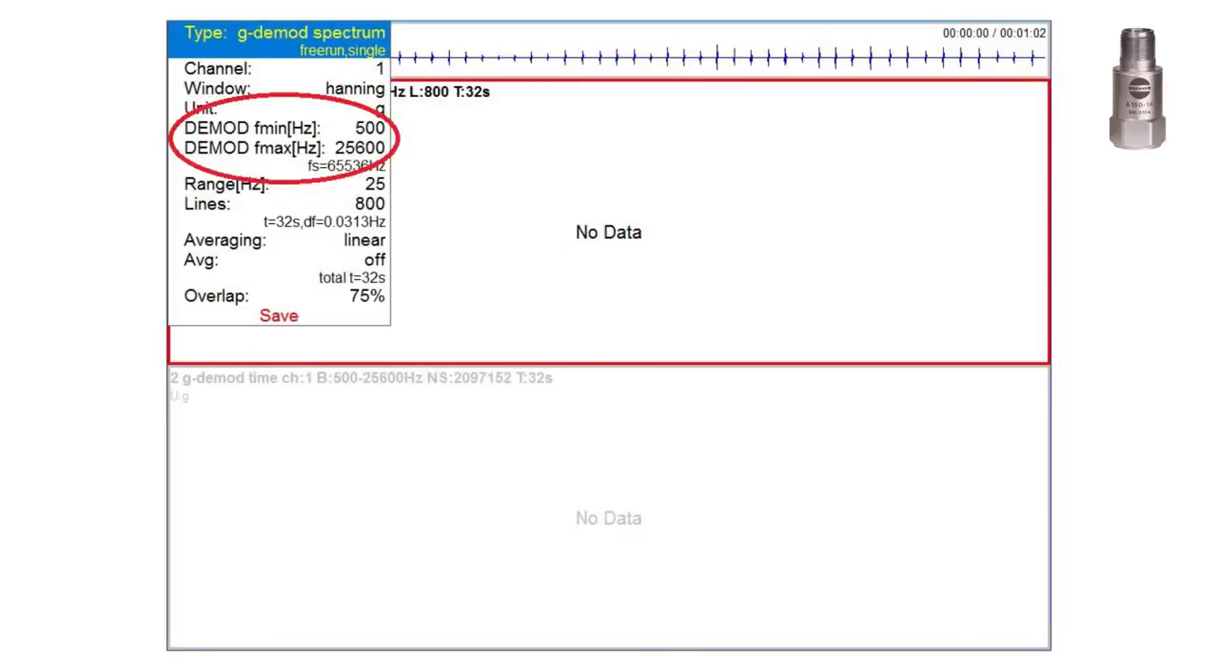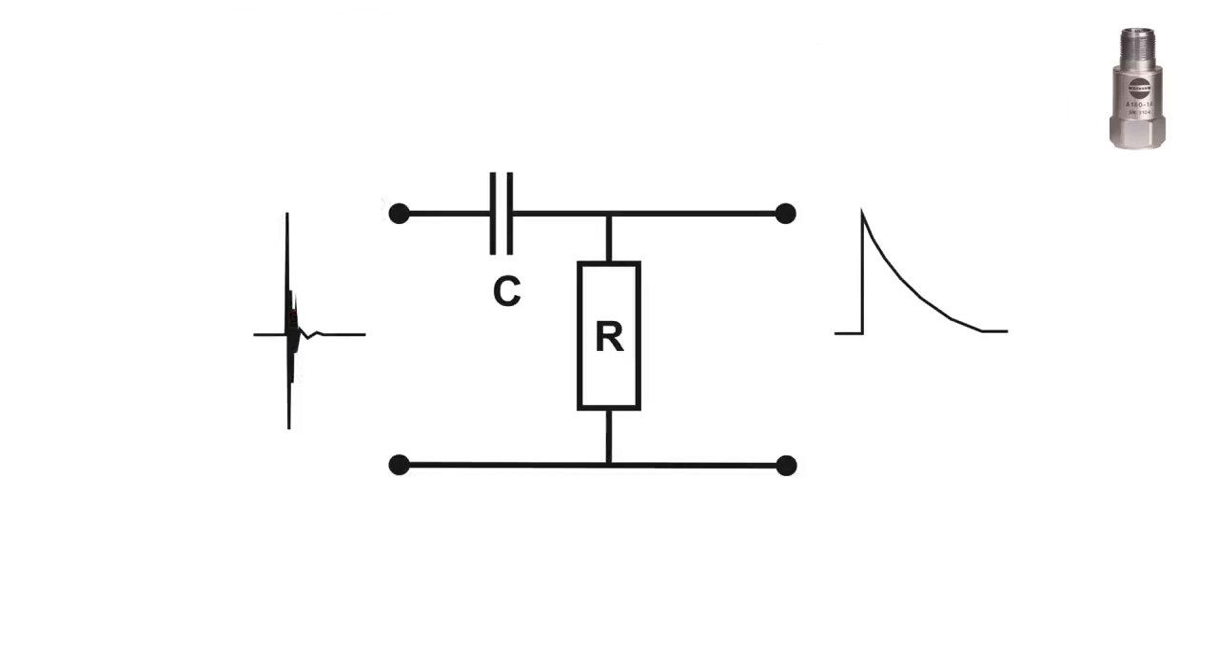The demodulation spectrum uses the time signal which is enveloped. You can see the demod bandpass parameters. We want to measure only in band from 500 Hz to 25 kHz. We are not interested in low frequencies. You can imagine the enveloping like simple electrical circuit. The shock comes and charges the capacitor C. Then the capacitor is discharged through the resistor R. The discharging is much longer than the length of original shock.